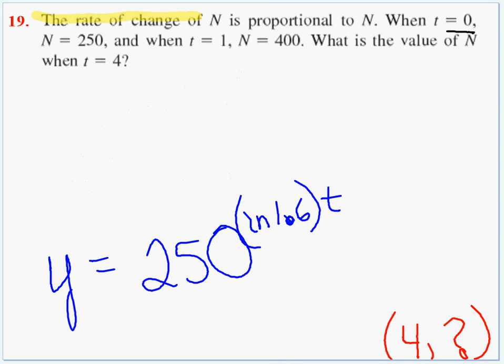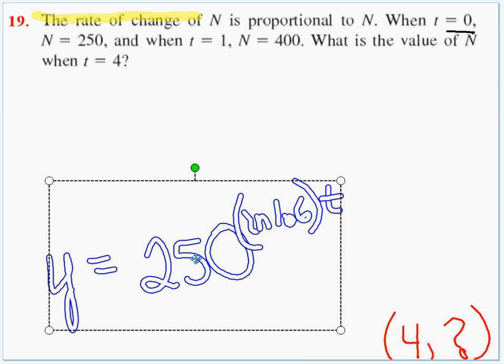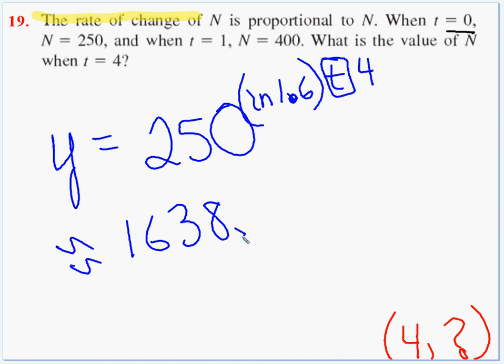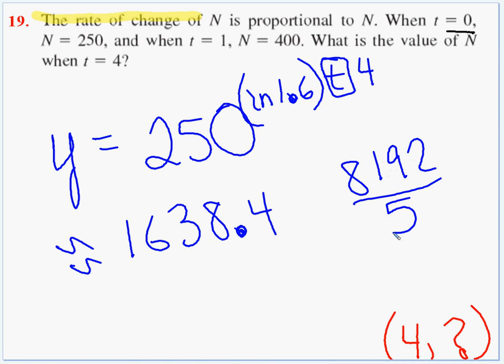And now we can use that equation to solve for the y value or the n value here when we make t into a 4. So we would just replace this t here with a 4 and punch that into the calculator. You're going to get approximately 1,638.4. Or if you keep it in the form of a fraction, 8,192 fifths.